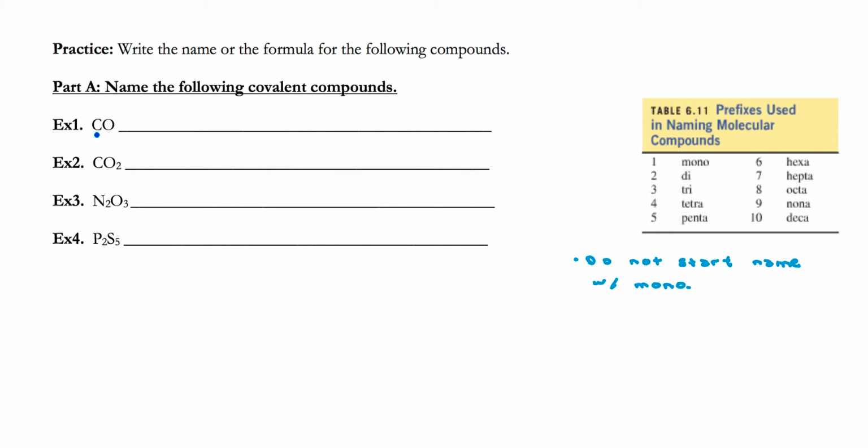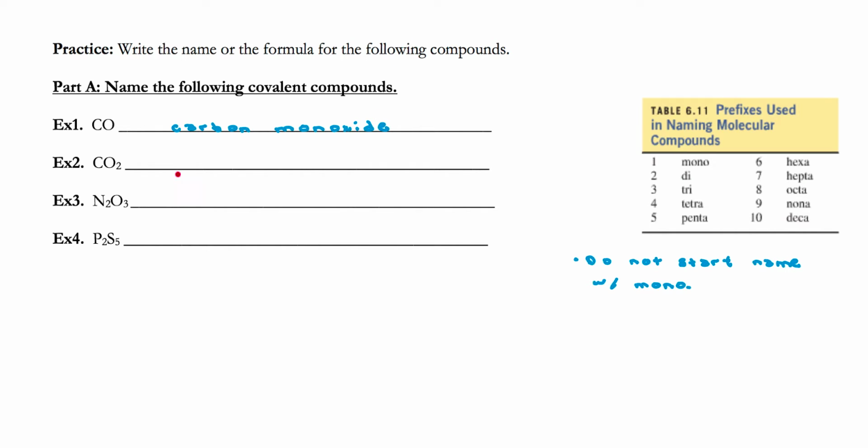So CO, I've got 1 carbon. So yes, it might be tempting to write monocarbon, but we're not going to because we do not start the name with mono. So it's just going to be carbon. And you have 1 oxygen. So this is going to be mono, so mon, and then just like with ionic compounds where you get rid of the ending for the second atom and add an IDE ending, that's what you're going to do here. So it's going to be monoxide.